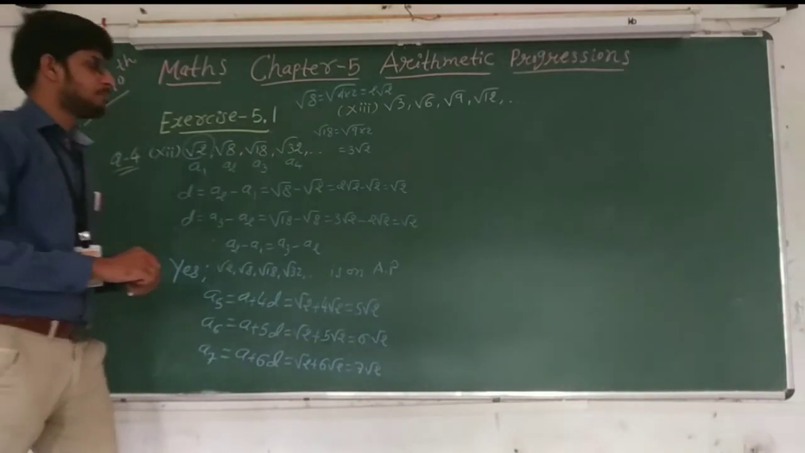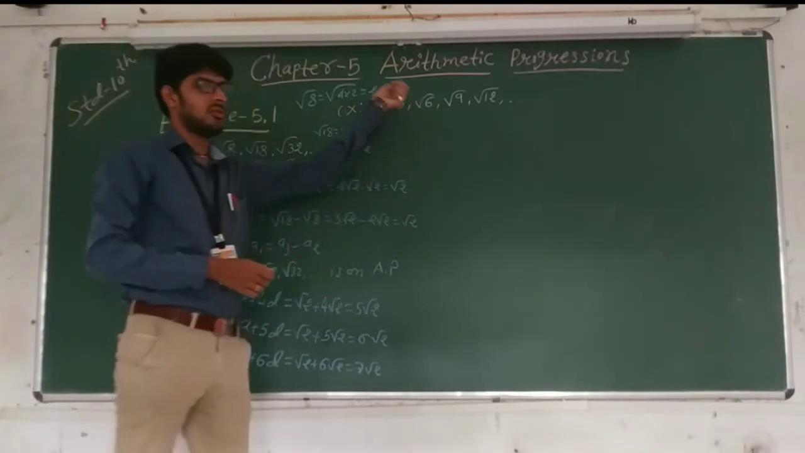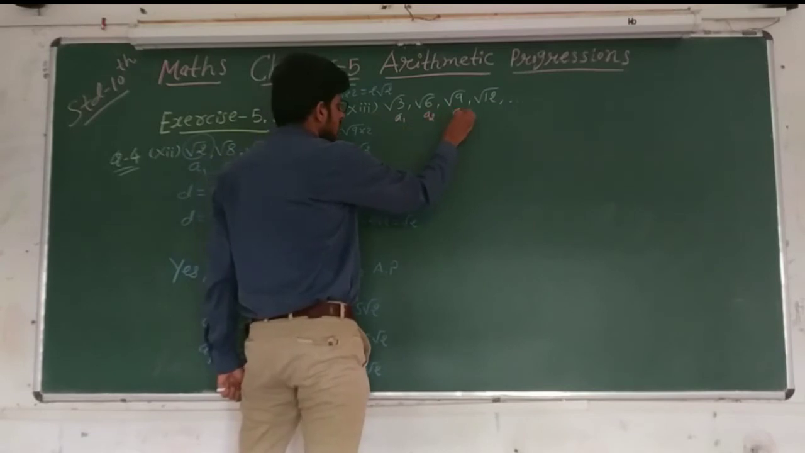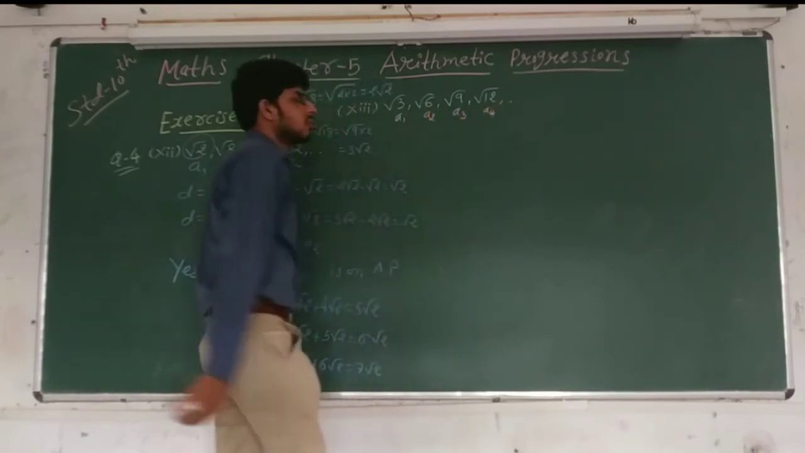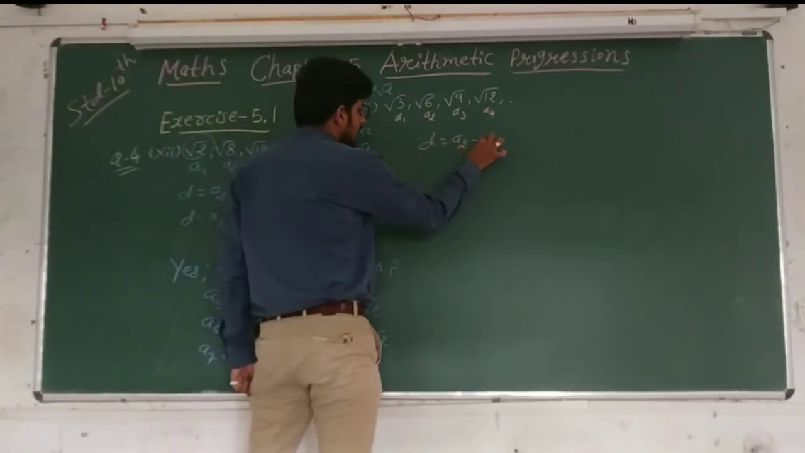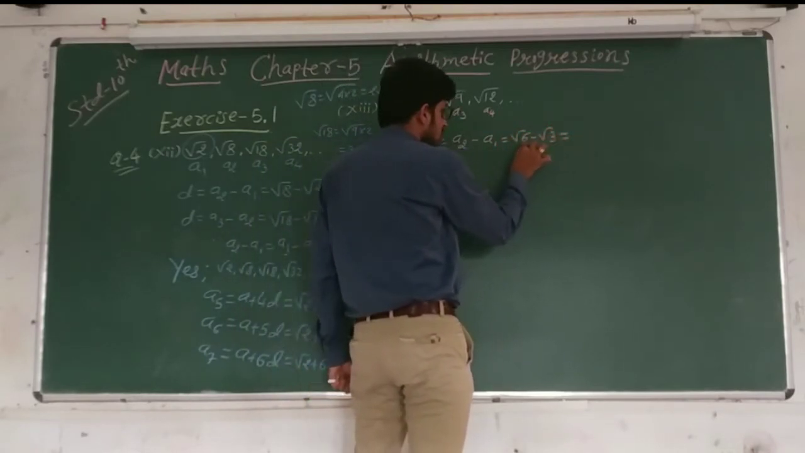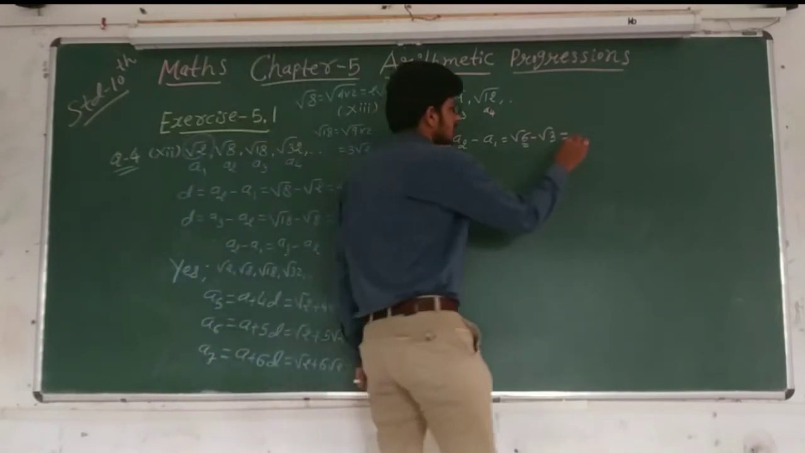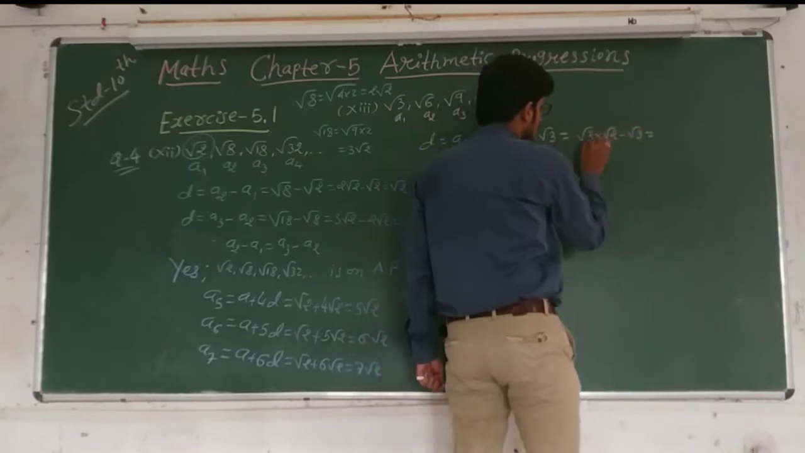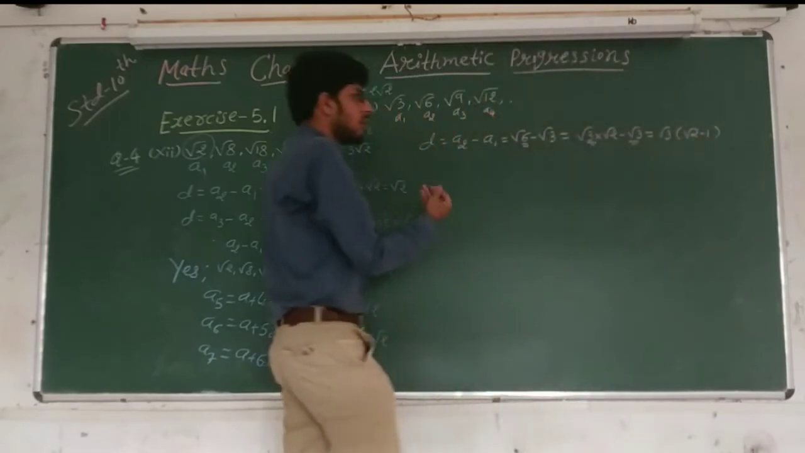Okay. Next, question number 13. √3, √6, √9, √12, and so on. So first of all, we will check whether it is an AP or not. Here the first term is √3, the second term is √6, the third term is √9, and the fourth term is √12. So find the common difference first. d is equal to a2 minus a1. So a2 is √6 minus √3. Here √6 means √3 into √2, minus √3. So take √3 common, in brackets √2 minus 1.